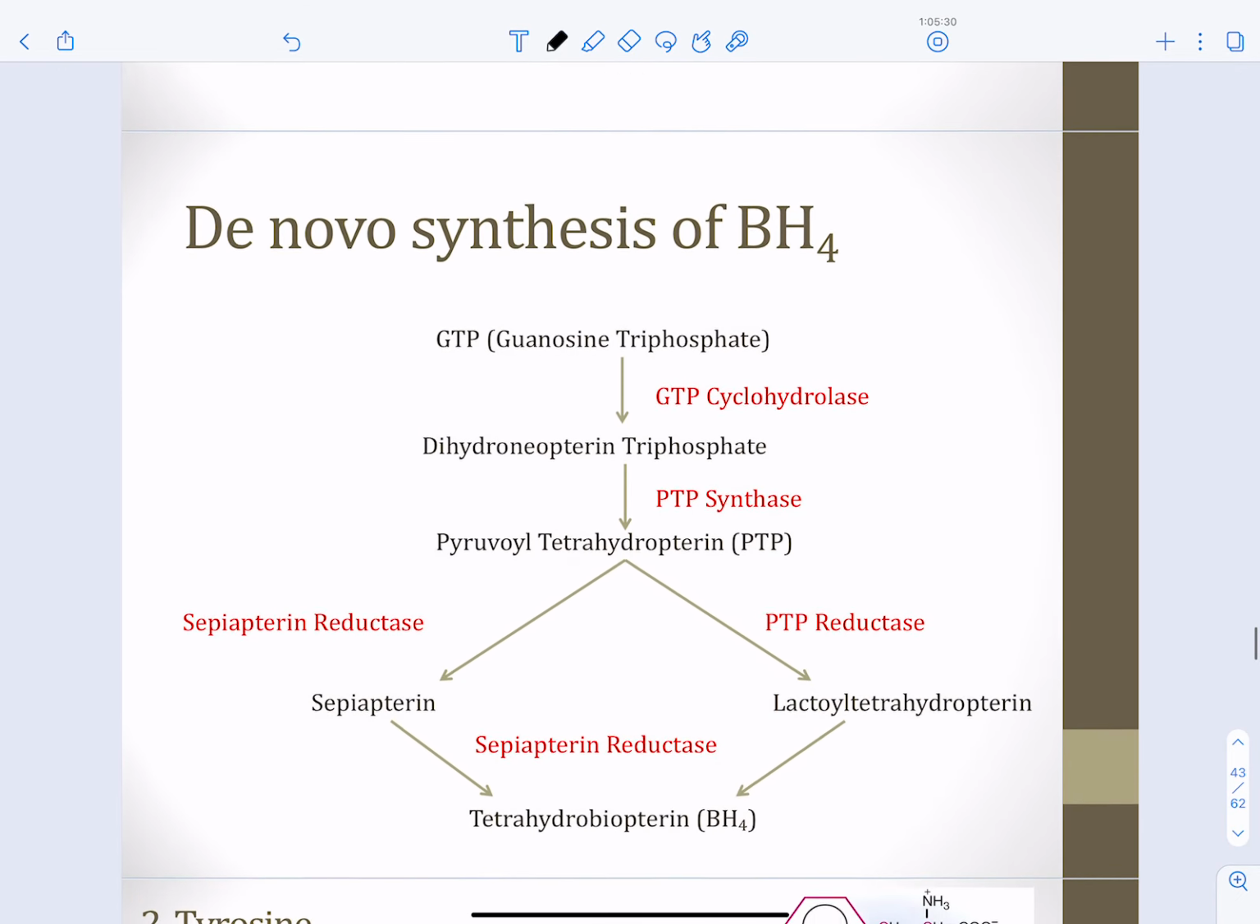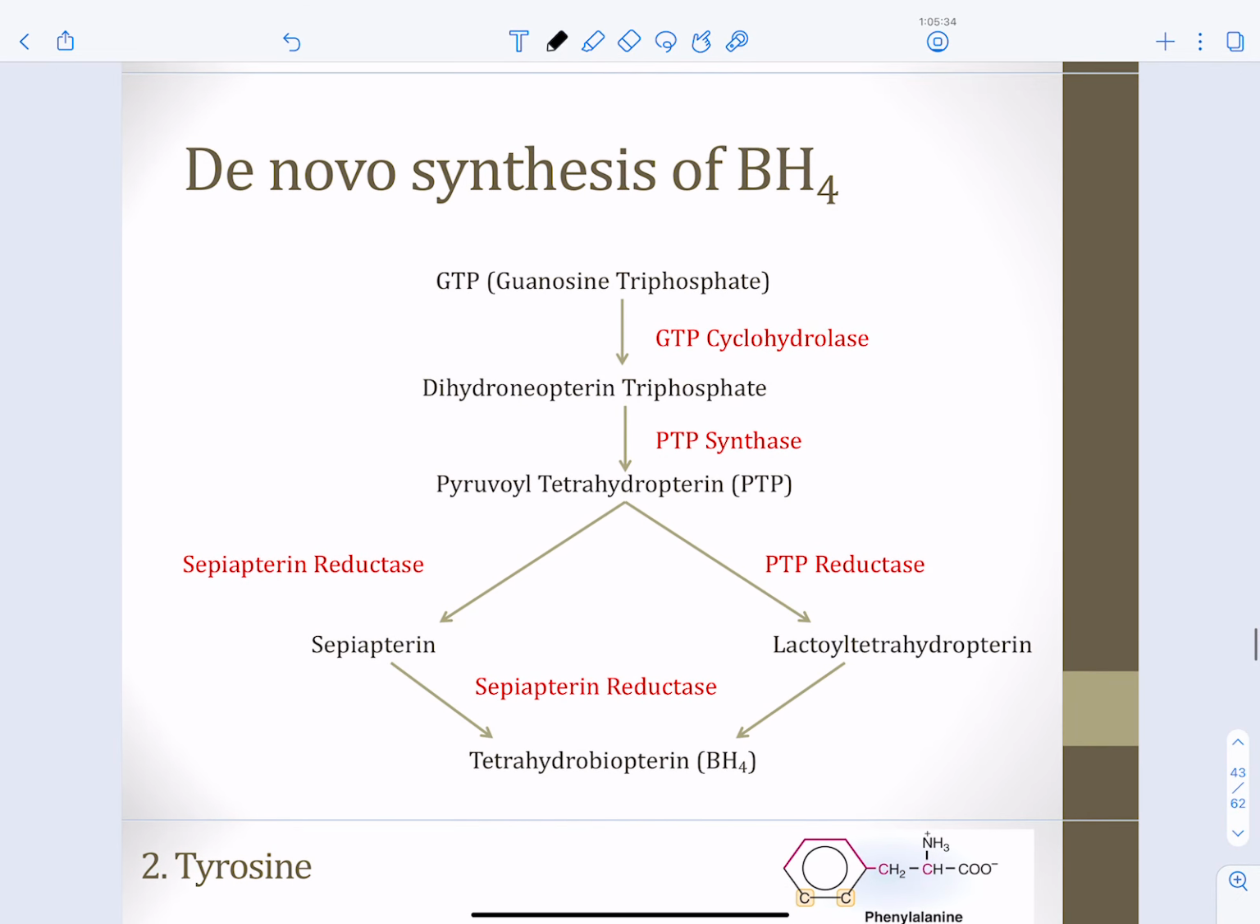Now, the tetrahydrobiopterin is referred to as de novo synthesis because we can make it in our bodies, and it all starts with GTP. You have a GTP cyclohydrolase. You also have a pyruvoyl tetrahydrobiopterin synthase. And once it gets to this form here, it can take a couple routes to get to eventually tetrahydrobiopterin. And it requires 2 reductase steps in order to do that.